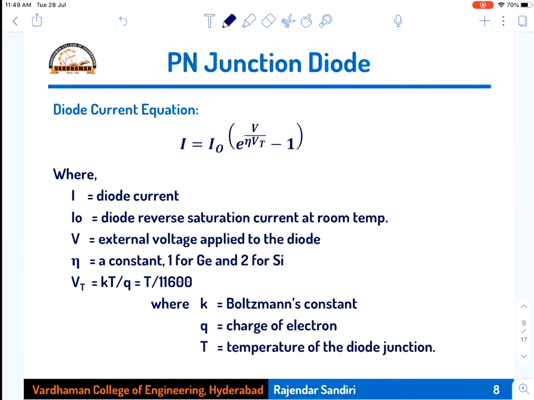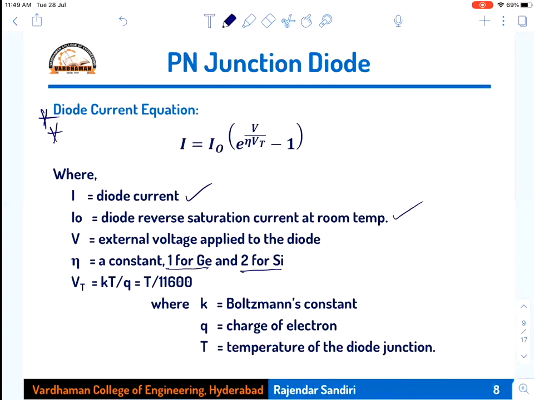Next, the current that is flowing in the diode is represented by an equation called the diode current equation. Very, very important. I is equal to I naught into e power of V by eta Vt minus 1, where I is called the diode current, I naught is the diode reverse saturation current, and V is the external voltage or bias voltage applied across the diode. Eta is an empirical constant. Its value is 1 for germanium and 2 for silicon.